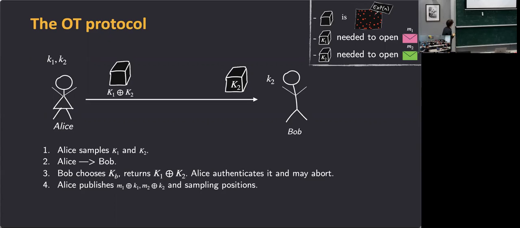And in the end, what Alice does, she will publish M1 XOR the hash of the key that she extracted here. The notation is not good, but it generates a one-time pad, XORed with M1, and M2 XORed with a one-time pad that has been generated through a hash of the second key, as well as the sampling position.